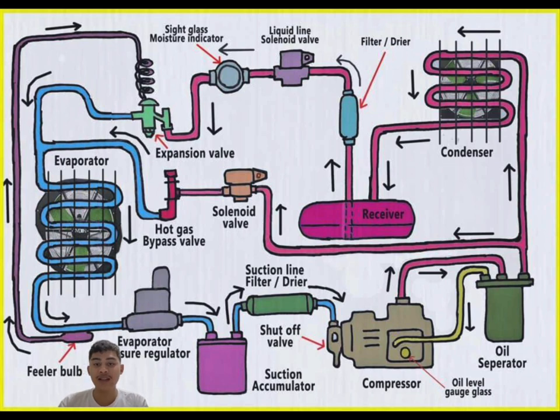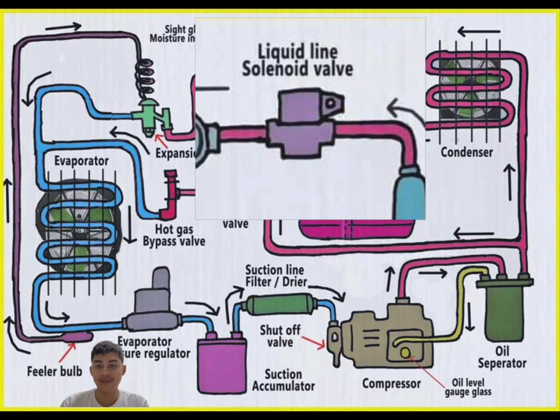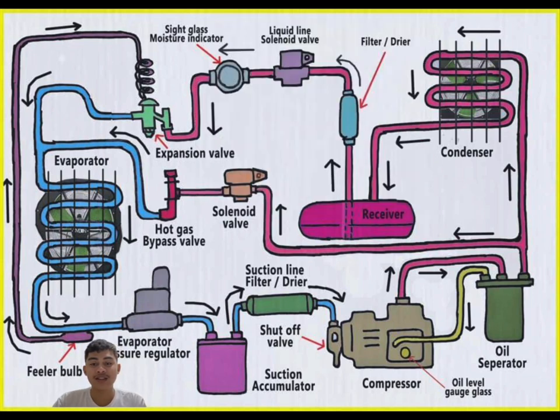Then we have the liquid line solenoid valve. The function of this part of the system is an electrically controlled valve that opens and closes the flow of the liquid refrigerant. It shuts off the refrigerant flow when the system cycles off.